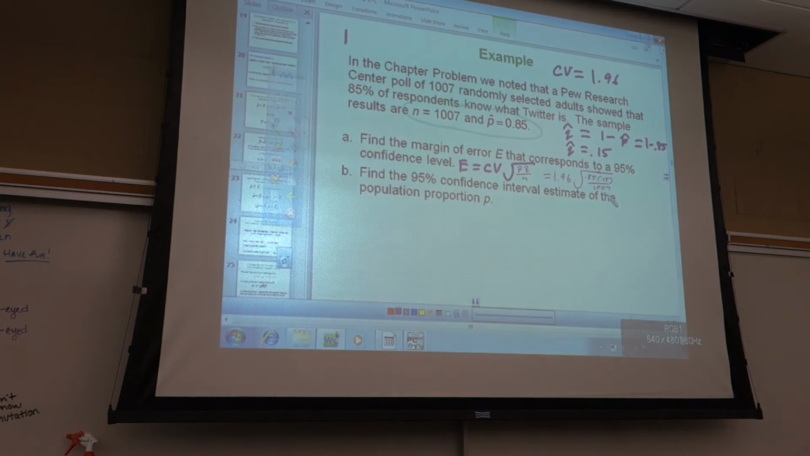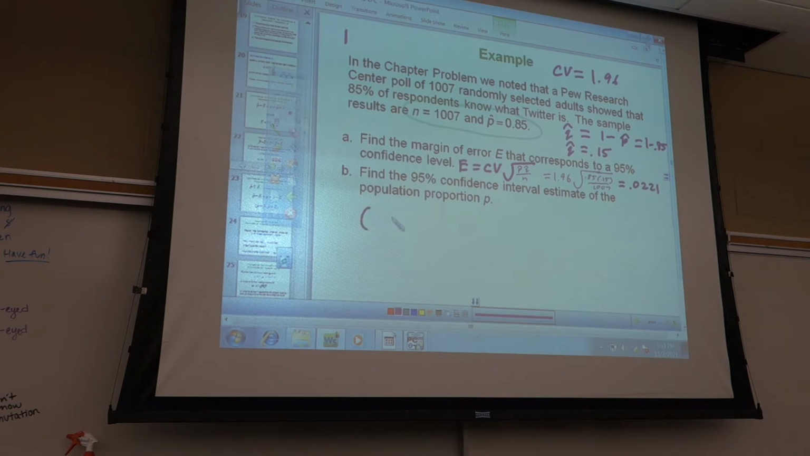I think it's 0.0221, right? Yeah. So I'll end up with 0.0221. Good so far? That's my margin of error. You are not done yet. That's your margin of error. I still need to find the confidence interval.